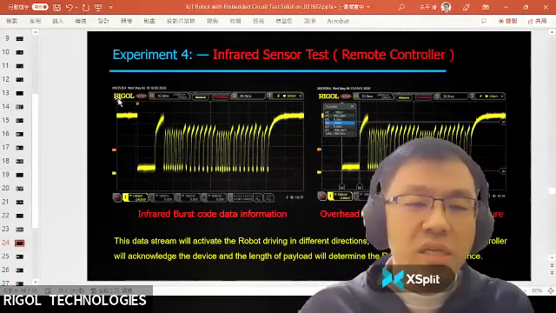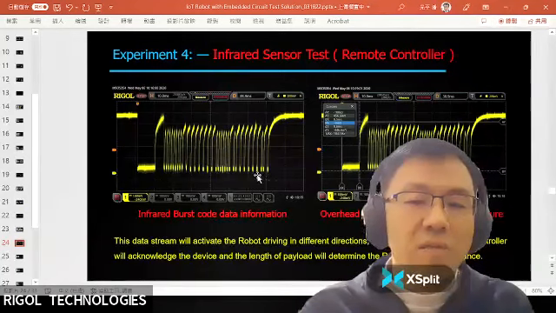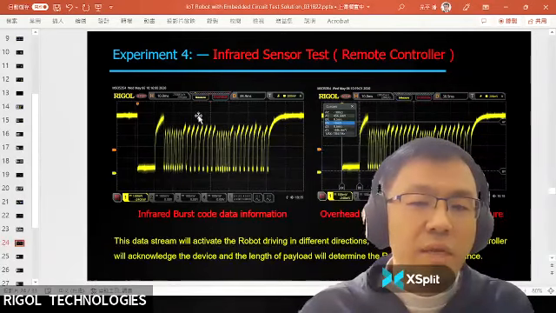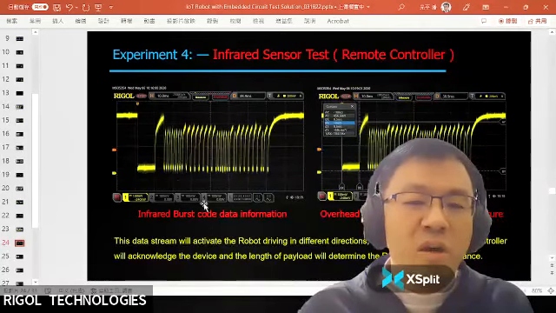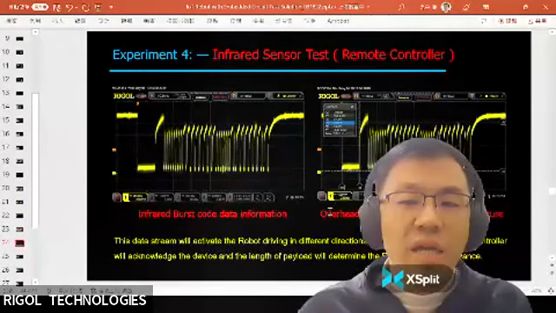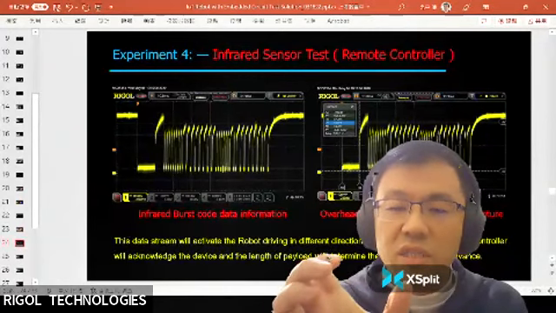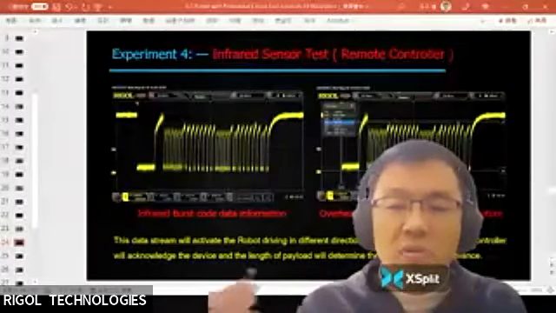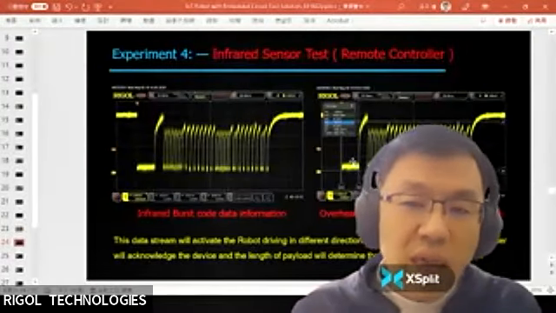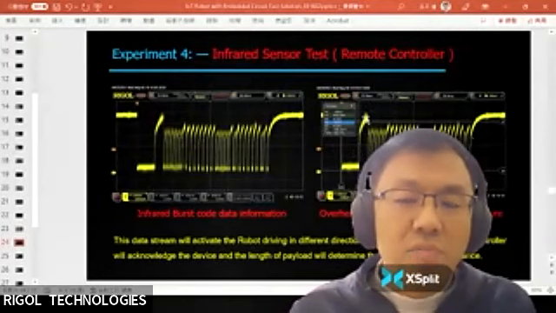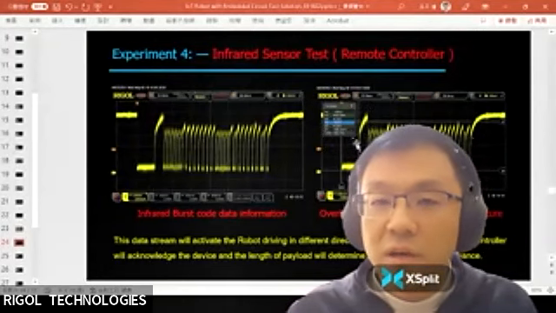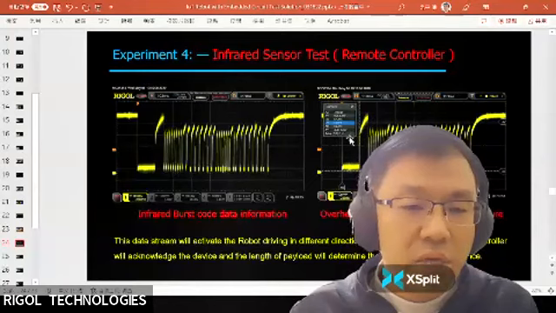You can see this includes the overhead signal, the stop-in signal, and the stream data at the center of the display. For the infrared burst code data information and the overhead time durations, we can use the manual cursors to help capture the distance of the time signals crossing the horizontal axis and read the data on the display, like the left-hand side of the oscilloscope display here.